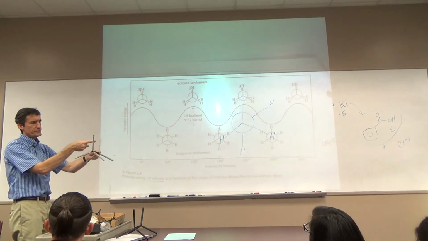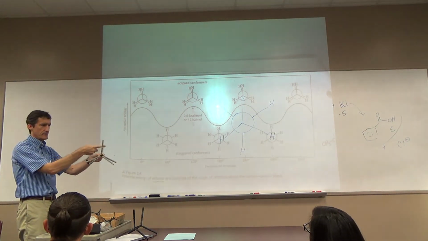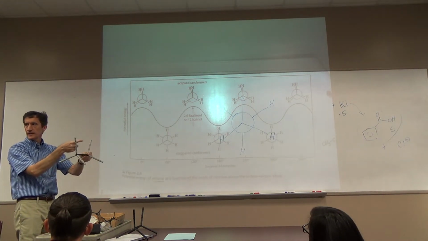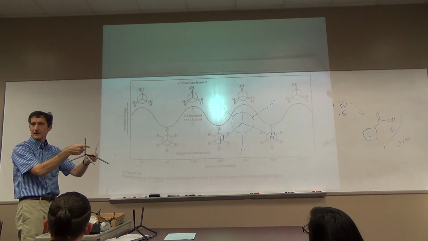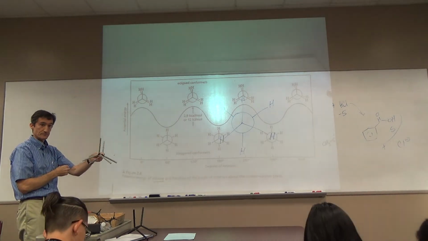This is one in which the front H is directly in front of the back H. It's like it's hiding it. And what do we call it when the moon is hiding the sun? Eclipse. Eclipsed. So this is called an eclipse conformation. Okay?